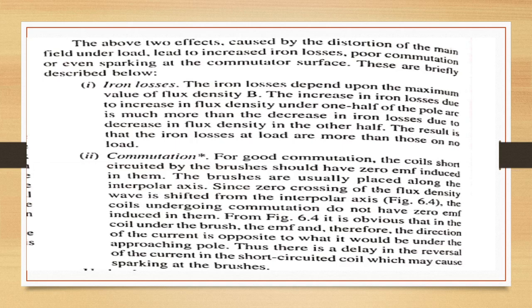Commutation. For good commutation, coils short circuited by the brushes should have zero EMF induced in them. The brushes are usually placed along the interpolar axis. Since the zero crossing of the flux density wave is shifted from the interpolar axis, coils undergoing commutation do not have zero EMF induced in them. So in the coil under the brush, the EMF and therefore the direction of the current is opposite to what it would be under the approaching pole. So there is a delay in the reversal of the current in the short circuited coil, which may cause sparking at the brushes.